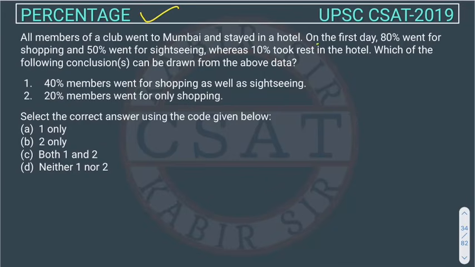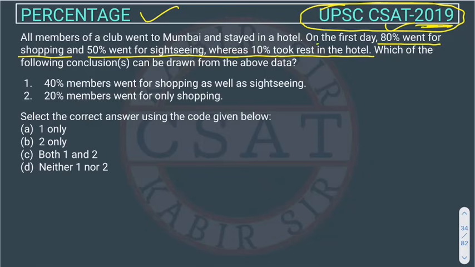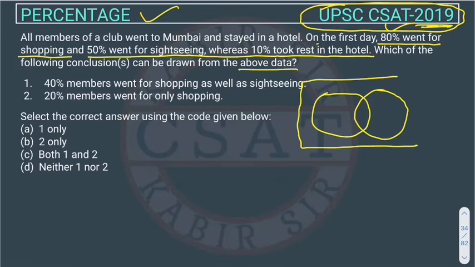This is a percentage question asked in the UPSC Civil Services CSAT exam 2019. All the members of a club went to Mumbai and stayed in a hotel. On the first day, 80% went for shopping, 50% went for sightseeing, and 10% took rest in the hotel. Which of the following conclusions can be drawn from the above data? This type of question is easy to do with a Venn diagram, because there are only 2 activities, so we will make it like this.